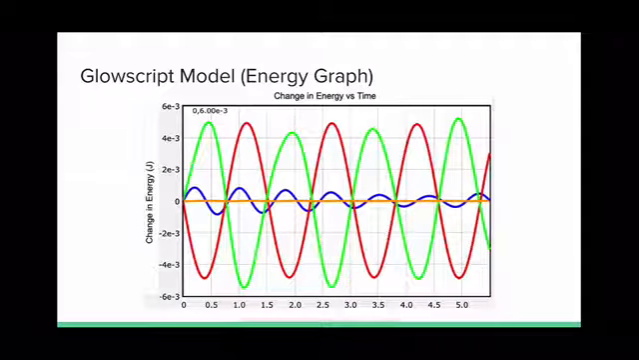So once the code is run and the data points from tracker are uploaded, we first get this energy graph. The energy graph compares the change in time and the energy. The different color lines represent the different types of energies.